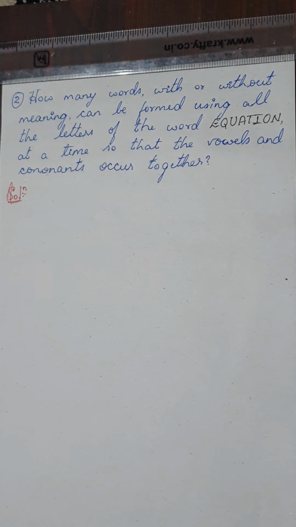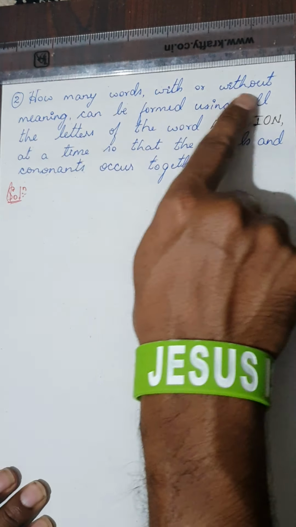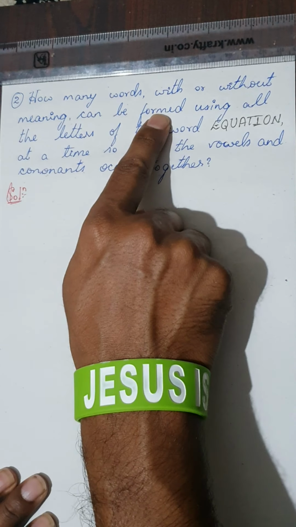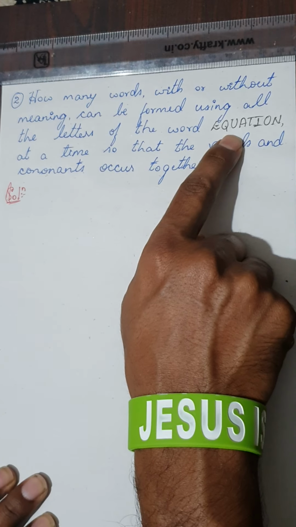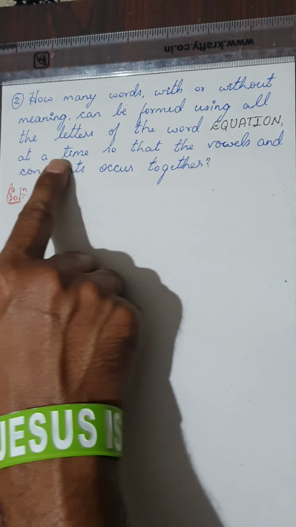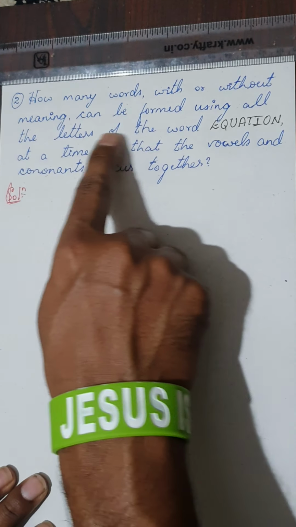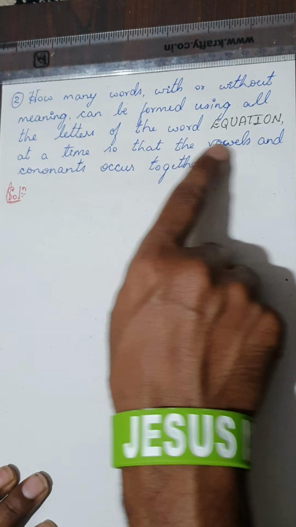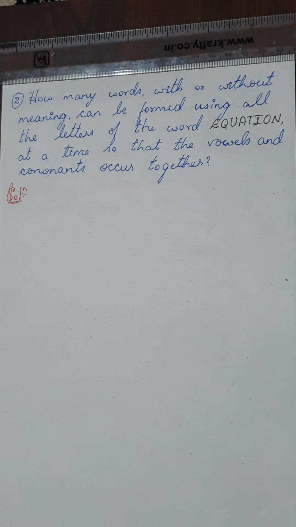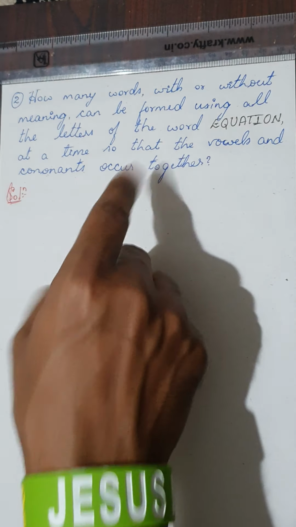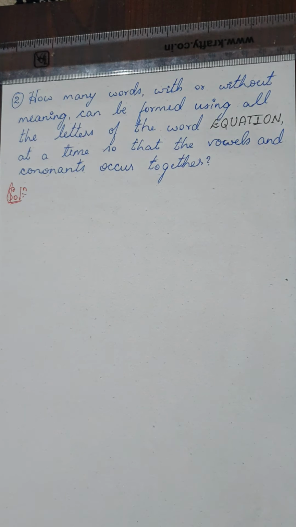A similar question, the second one. How many words, with or without meaning, can be formed using all the letters of the word EQUATION, taking all the letters at a time, so that the vowels and consonants occur together? I repeat, the vowels and the consonants occur together. There is only one condition here. See how we can frame the solution for this question.